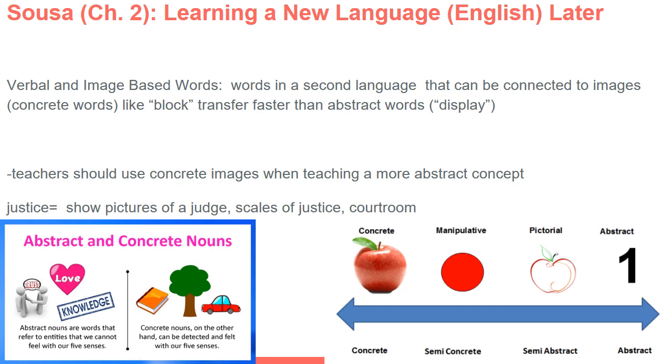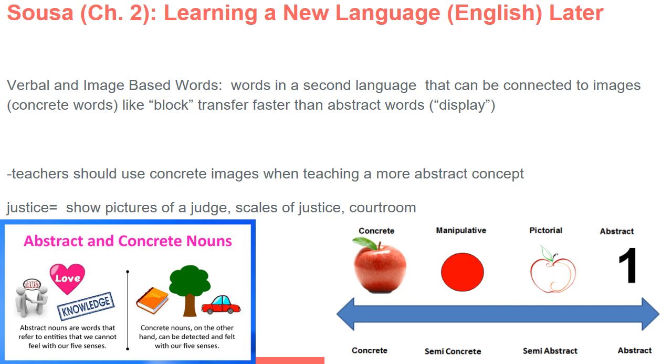So there are two types of language terms you could be teaching. You have verbal based words or image based words. Another way to think of it could be abstract versus concrete. Concrete nouns, concrete language, has an image that could be attached to it. For example, apple is a very concrete term, but an abstract term would be like justice or knowledge or fairness, equality. All of those terms don't always come with a picture in mind.